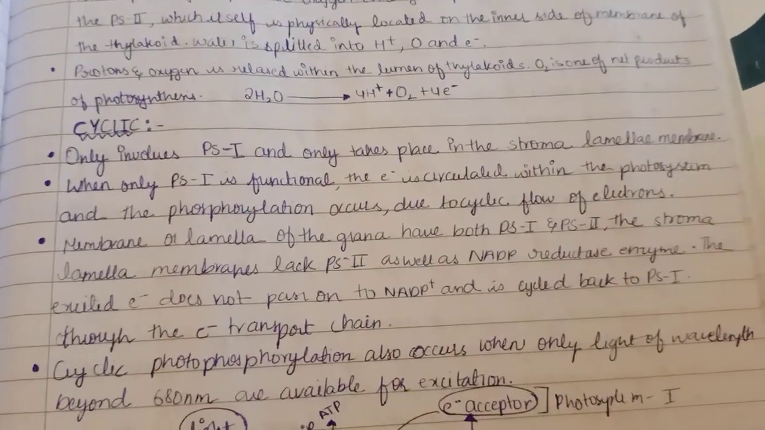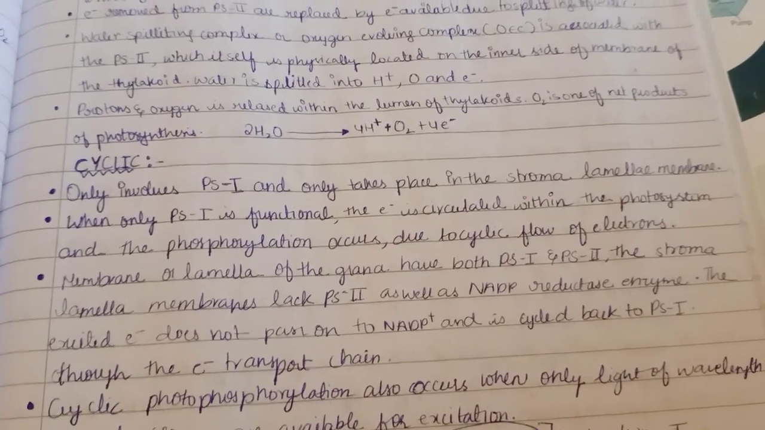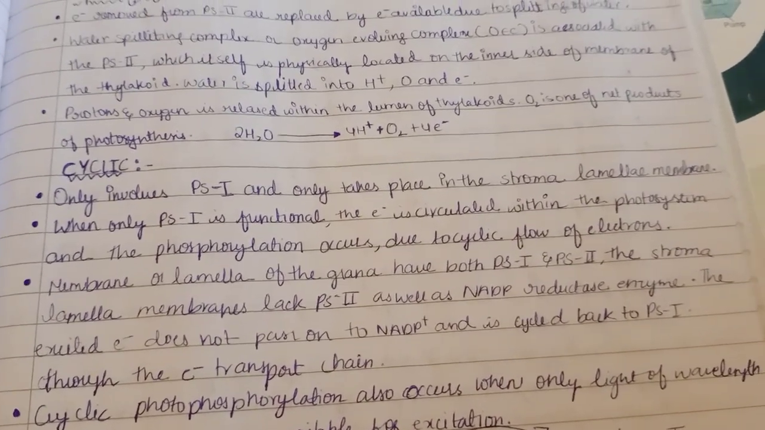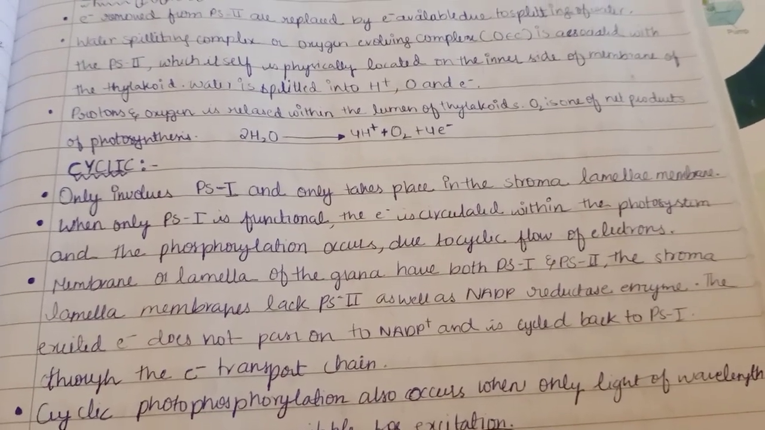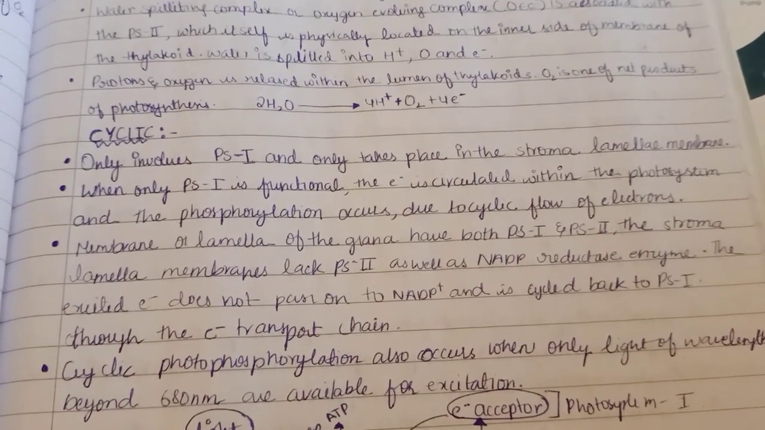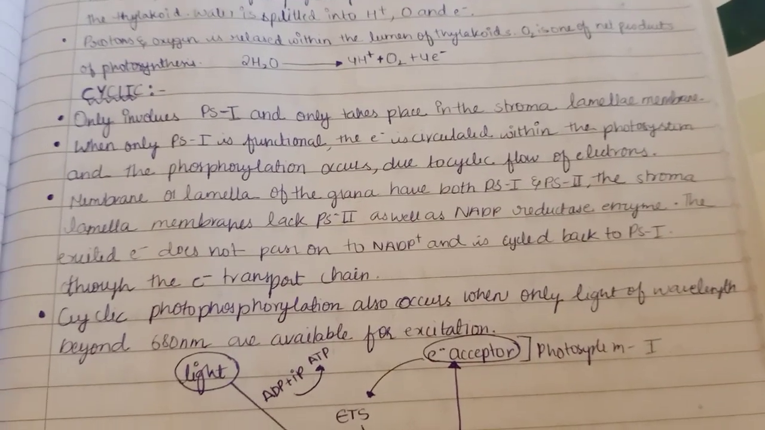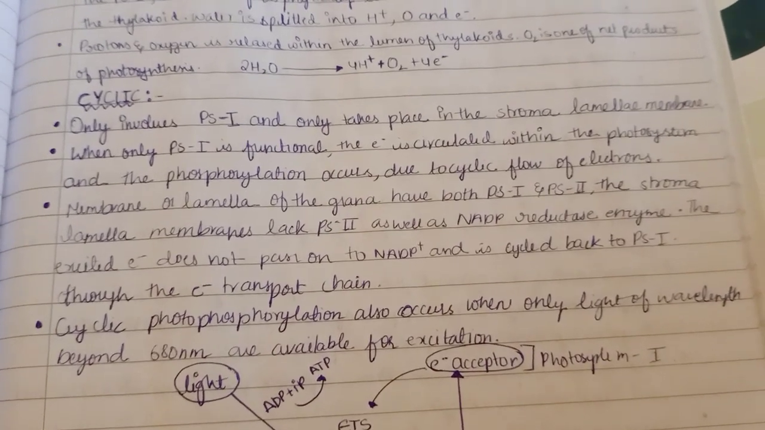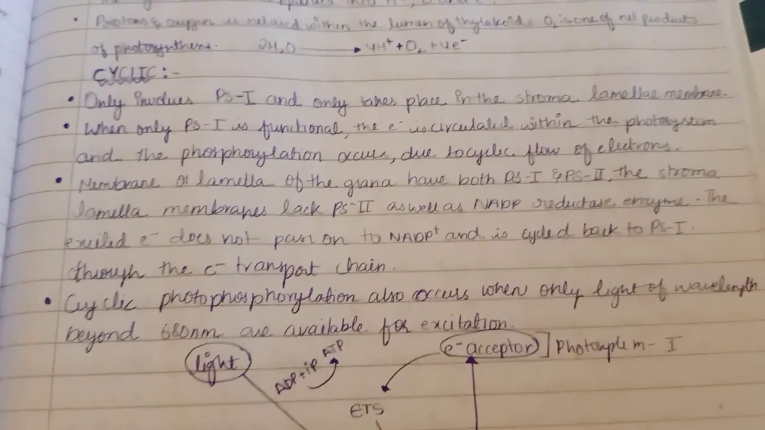The membrane or lamella of grana has both PS1 and PS2. The stroma lamella membrane lacks PS2 as well as the NADP reductase enzyme. The excited electron does not pass on to NADP plus and is cycled back to PS1 through the electron transport chain. The cyclic phosphorylation also occurs when only light of wavelength beyond 680 nanometers is available for excitation.